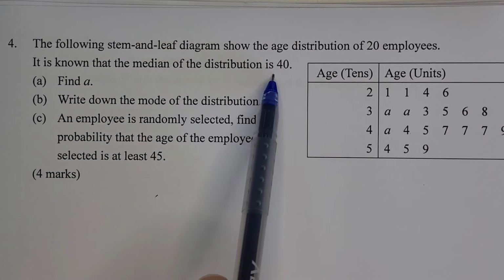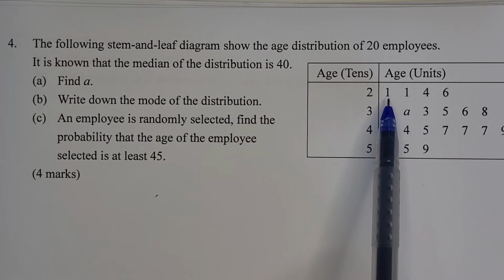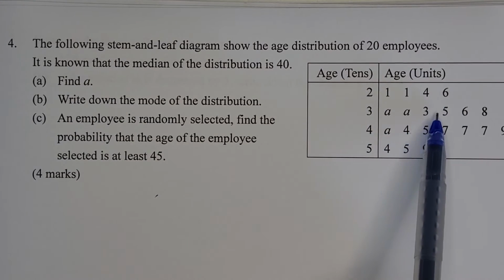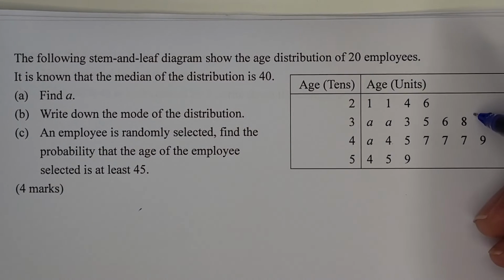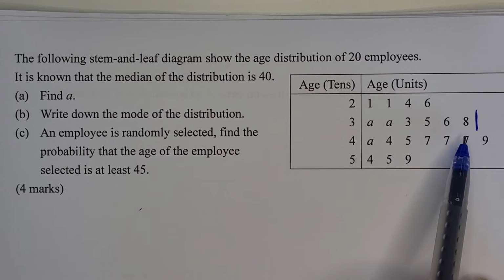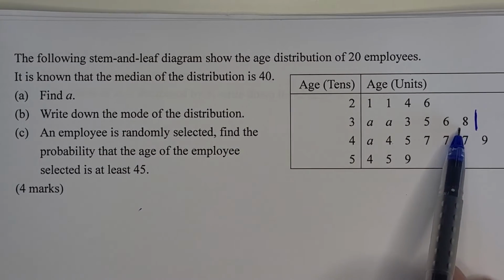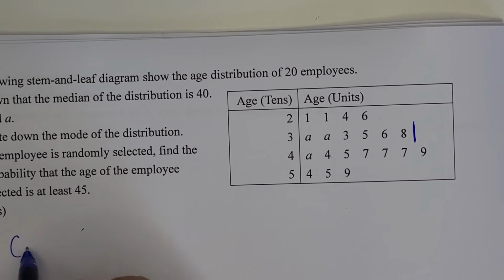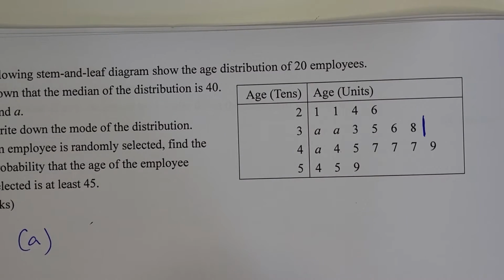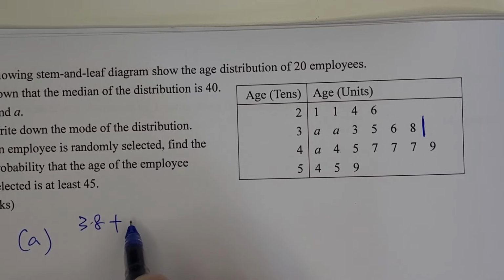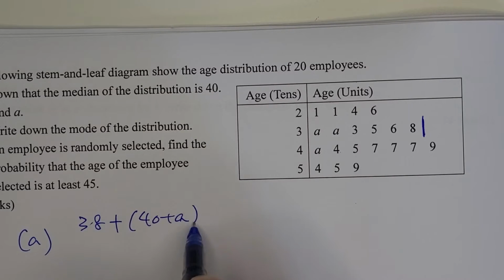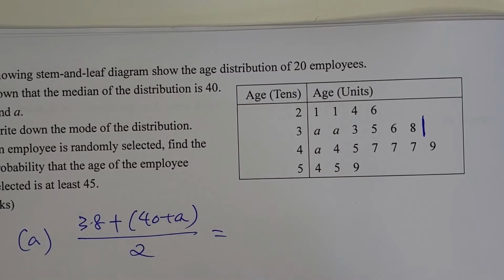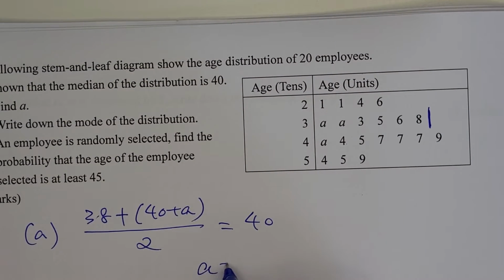It's known that the median is 40, find A. So count it, that is 1, 2, 3, 4, 5, 6, 7, 8, 9, 10. There's a 10th data, and the data between the 10th and the 11th would be the median. So part A, you can set up the equation, that is the 10th data, 38, plus the 11th data, that is 40 plus A, and then over 2, that would be 40. Then you can find A, actually that equals 2.